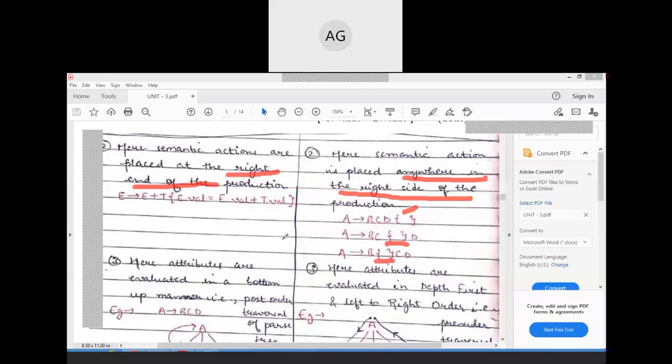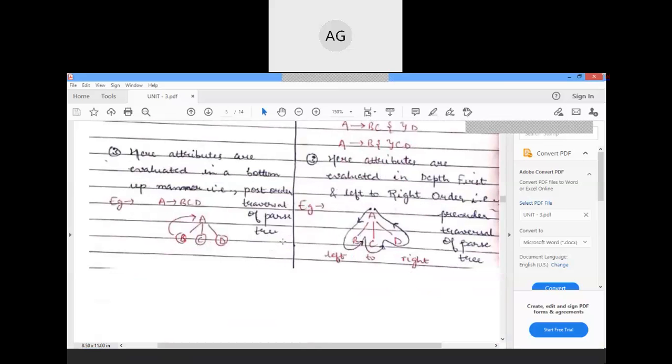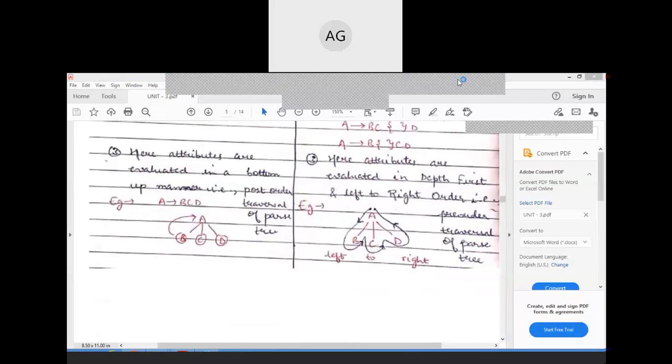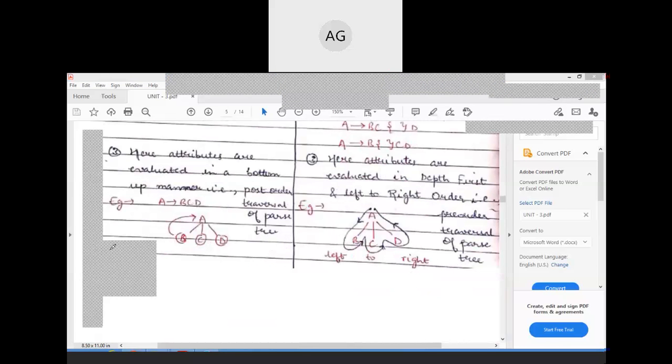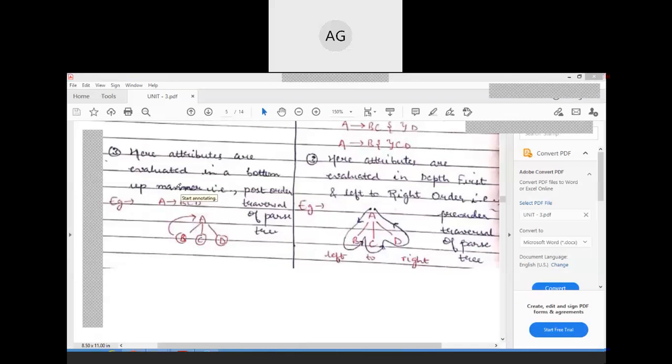Now the third difference. In the case of S attributed SDT, here attributes are evaluated in a bottom up manner. So if we have the production A produces BCD, then for calculating the value of A, which is the parent, we need to move from bottom up, from the children to the parent. So this follows the post-order traversal of the parse tree.